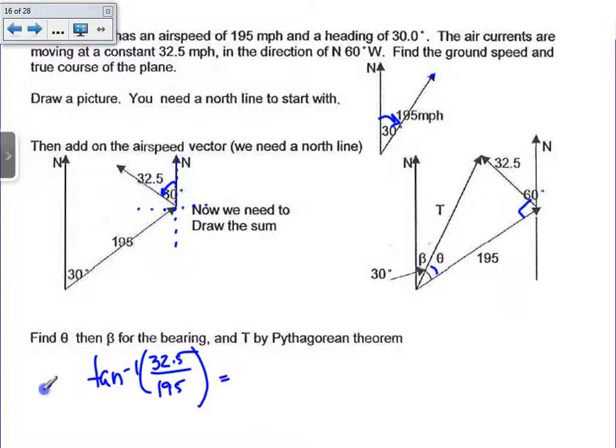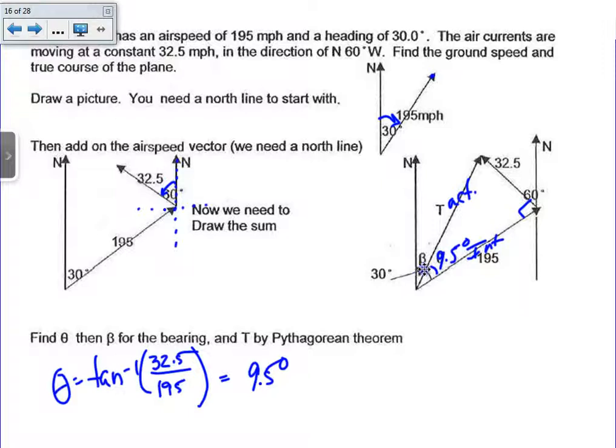And for that, this is theta, by the way. For that, we get, let's see, 9.5 degrees. Again, not drawn to scale, so don't get offended by this drawing. Now, we actually only need to find the bearing, which is from the north line to this new line of the plane. Because remember, this is what the plane intended to go. This is the wind, so this is what it actually is traveling.